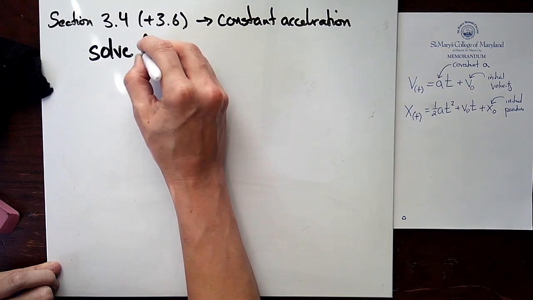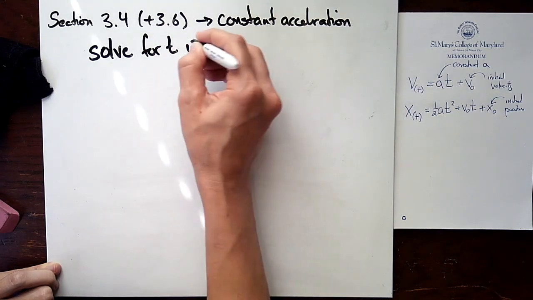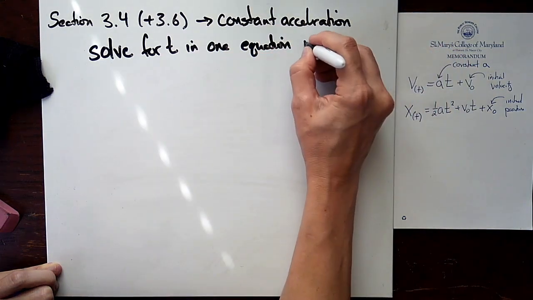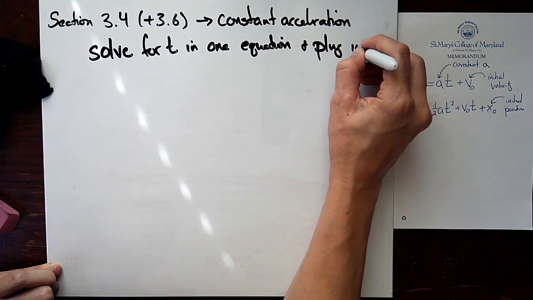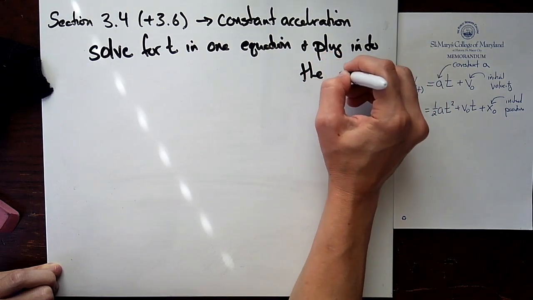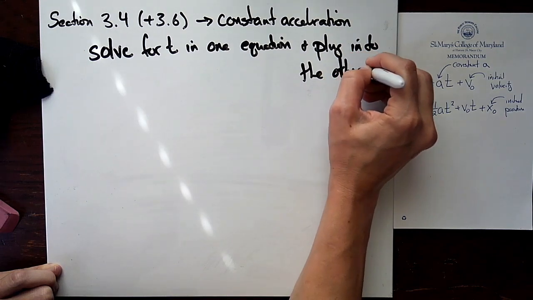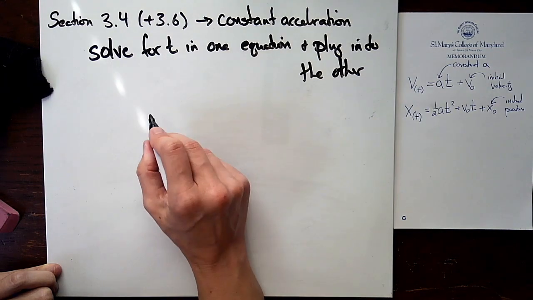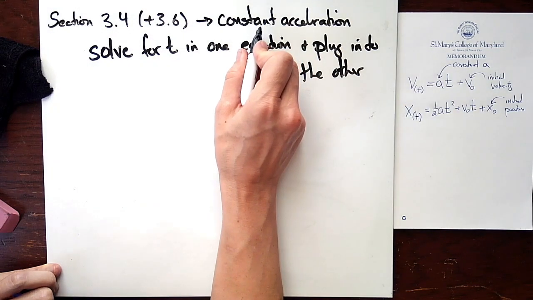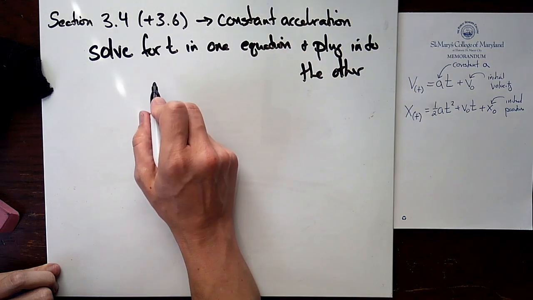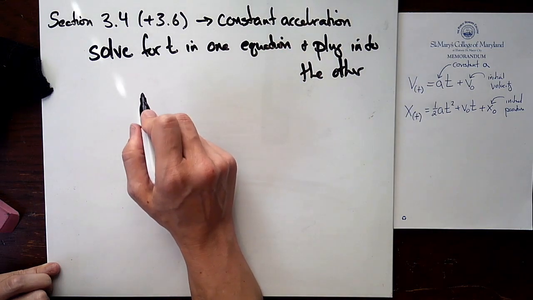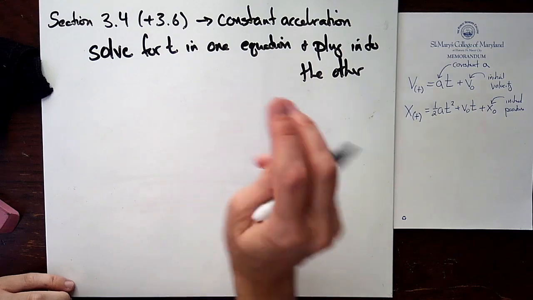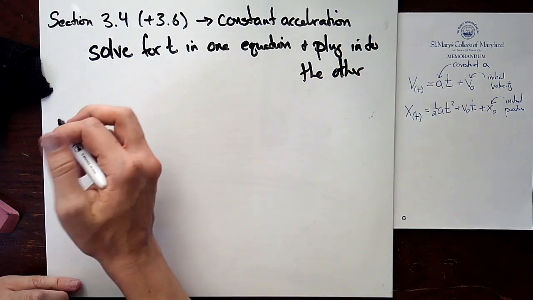So we're going to solve for t in one equation and plug it into the other. And we're going to do this because then we'll get an equation that doesn't have time in it. So we can use it for situations where we know the acceleration is constant and we know stuff about the initial position and the initial velocity, but we don't actually know anything about how long it's been, what the time is. So let's solve for time in this equation, because it looks a little bit simpler.